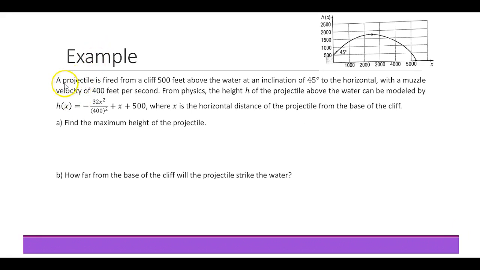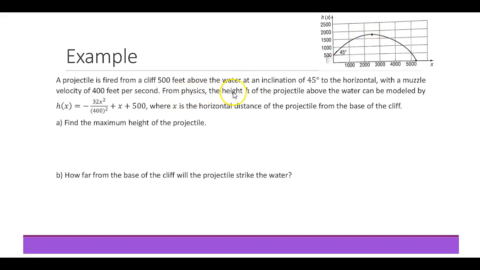In this example, a projectile is fired from a cliff 500 feet above the water at an inclination of 45 degrees to the horizontal, with muzzle velocity of 400 feet per second. If we take a look at the corresponding graph, the projectile initially started at a height of 500 feet above the ground because it's on a cliff. And here it's showing that the original angle was 45 degrees, and they're telling you that its initial velocity was 400 feet per second.